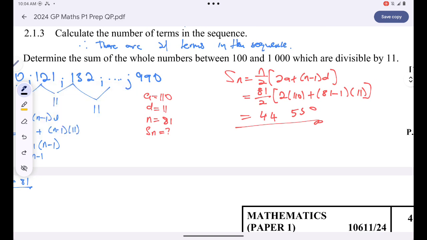You can use this equation, or there is an alternative one. Sn is just n over 2, and then a plus l. This is just 81 over 2. The value of the first term is 110. The value of the last term is just 990. I believe this should give us the same answer of 44,550. 81 over 2 into 110 plus 990. Yeah, we should get the same answer, 44,550.